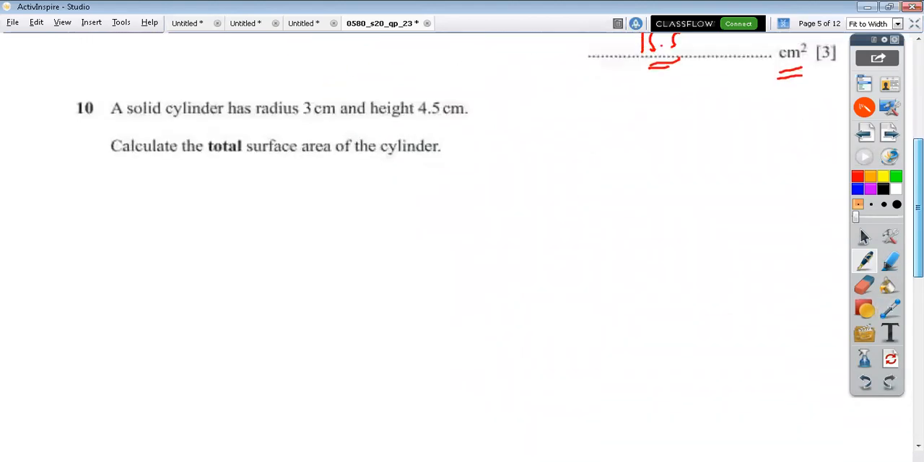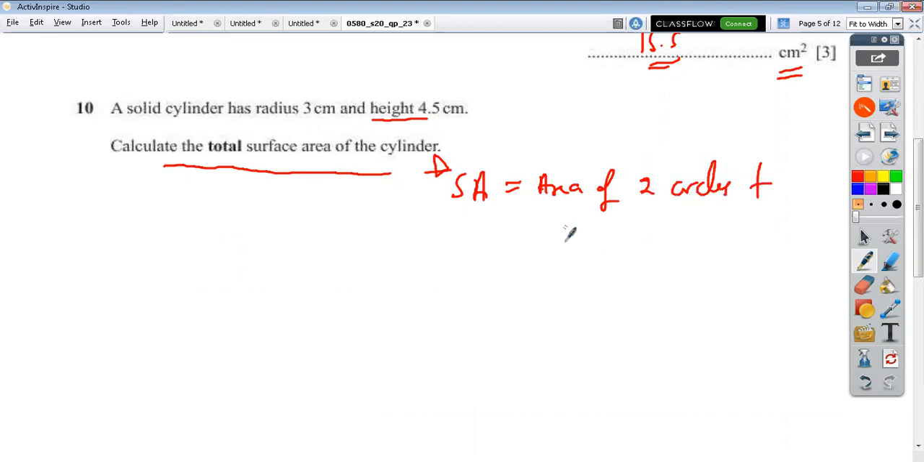Now a solid has a radius of that and a height of that. Calculate the total surface area. What's the formula? They never give you, you're supposed to know it. What's the formula? Surface area is the area of what? It is the area of the 2 circles, since a cylinder has 2 circles. The area of the 2 circles plus the curved area. You do know this.